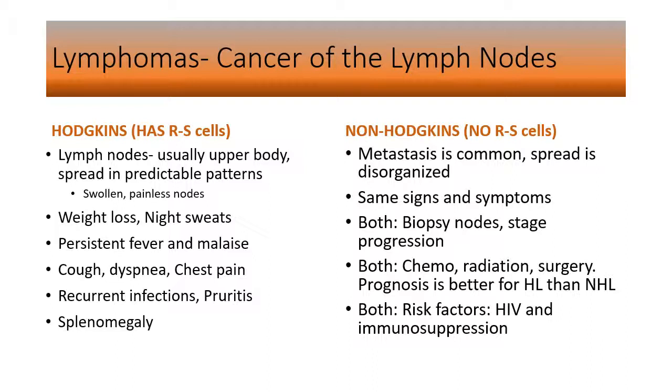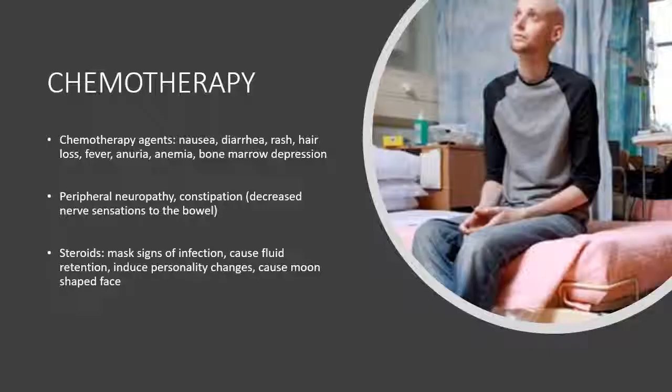For both, you're going to biopsy the nodes and stage the progression. Chemo, radiation, and surgery are treatment options for both. But the prognosis is much better for Hodgkin's lymphoma than non-Hodgkin's lymphoma, specifically because of the spread and the metastases. For both, risk factors include things like HIV and immunosuppression. Those things increase the risk of developing lymphoma. Long-term prognosis at this point in time is excellent for Hodgkin's and fairly good for non-Hodgkin's lymphoma.